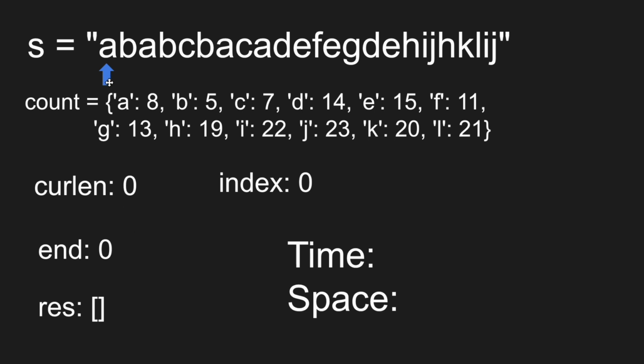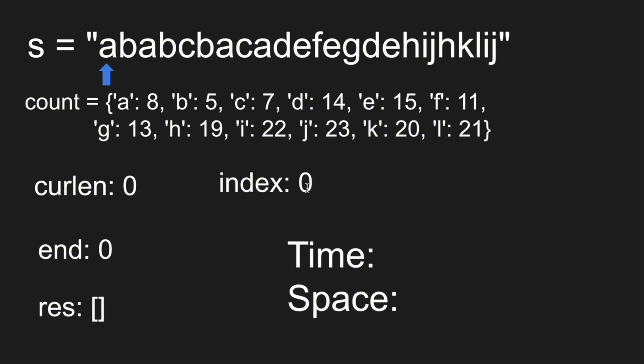After we have made this count dictionary, we can initialize current length as 0 and end as 0, and we will iterate through this string, starting at index 0. As we iterate through the string, we want to check what is the last instance of the letter at that index. And if the last index is greater than end, then we want to update end to that value. And every time we iterate through a letter, we want to increment the current length by 1.